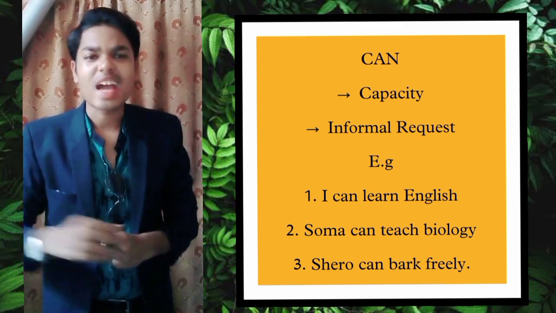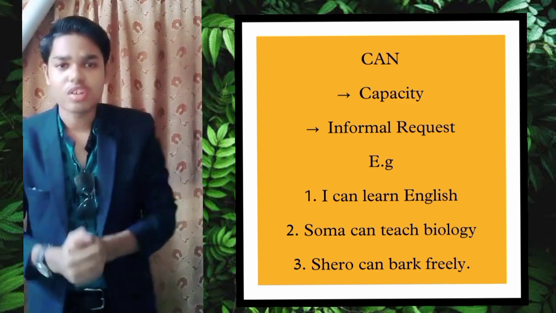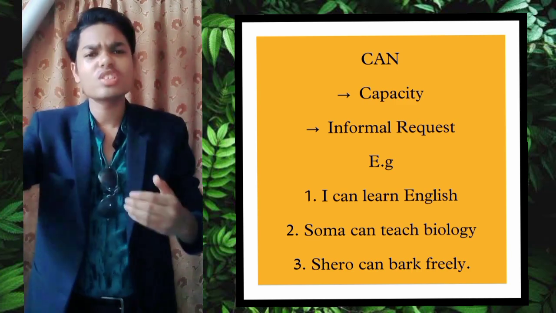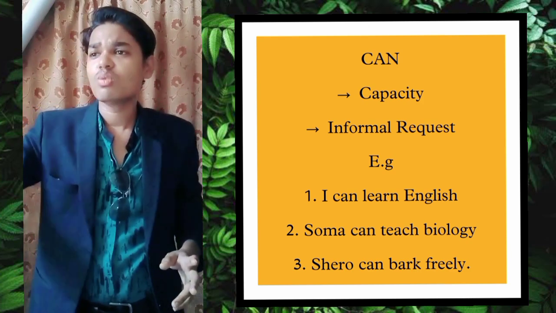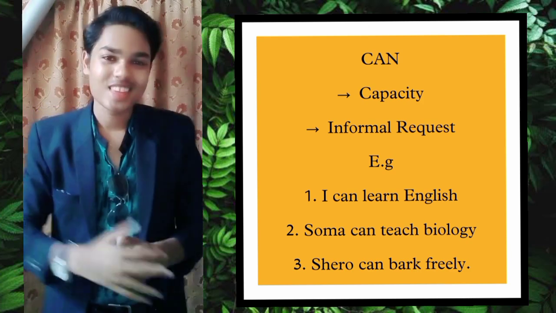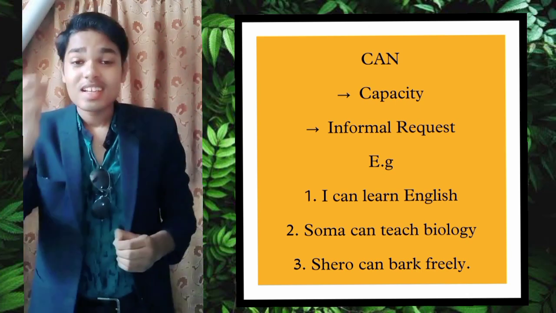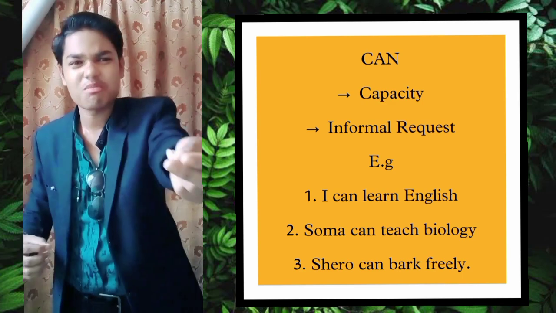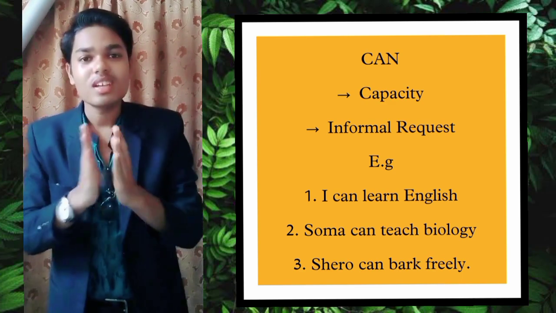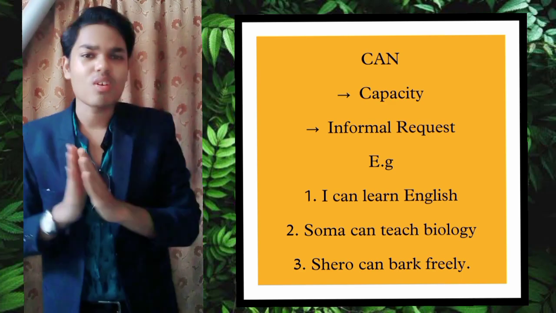One more function that it has is the informal request. Suppose that you are requesting your friend. Informal request is whenever you are requesting somebody who is not a respected elder, like your friends. You are requesting your friend, yes, can you give me your pen, like in this way. So here you have to use can. This is all about can.